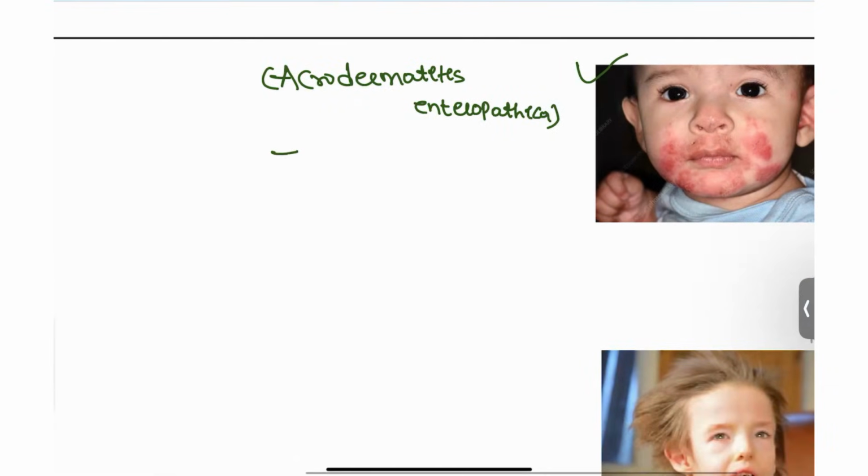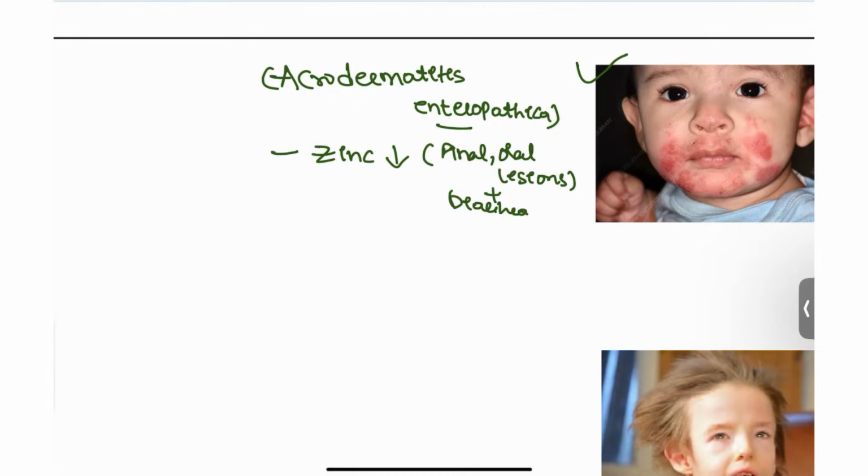Next, from this picture, what is this condition, guys? This is known as acrodermatitis enteropathica. Classically it is a genetic condition associated with zinc deficiency. Anal and oral lesions will be seen. Along with that, enteropathica diarrhea will also be classically seen in this patient.